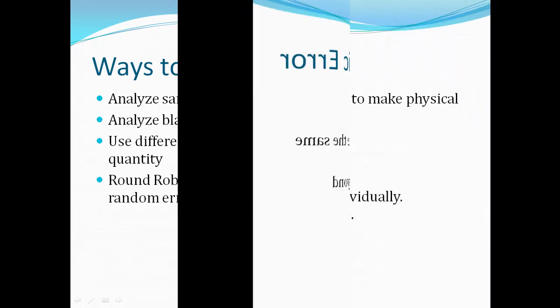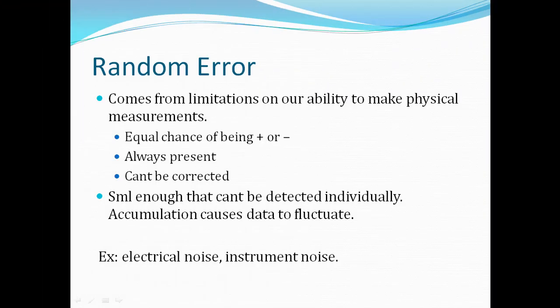The other type of error is called random error or indeterminate error. And this arises from limitations on our ability to make physical measurements and on natural fluctuations in the quantity being measured. As I've written here, it has an equal chance of being positive or negative. It's always present and you can't correct it. It's kind of not fair, but it is there, so you have to realize that it is.